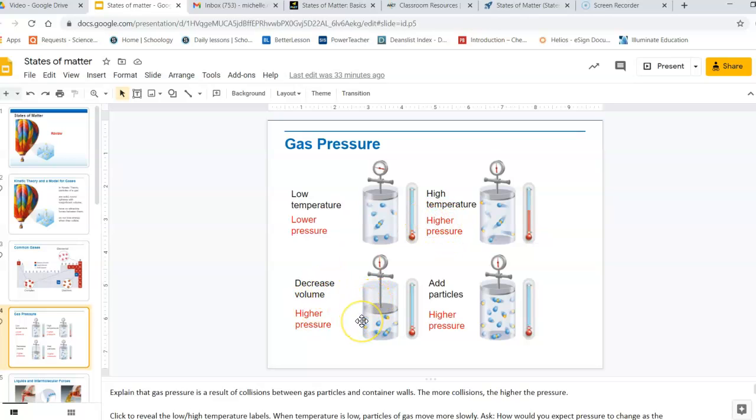The other way that we can manipulate pressure is by decreasing the volume. If we keep the temperature constant but decrease the volume, obviously there will be more collisions because the molecules have less space to move around. That will lead to higher pressure. And lastly, if you have a container and you keep adding gas to it, the gas particles are going to start bumping into each other and into the container more often, and that's also going to lead to higher pressure.